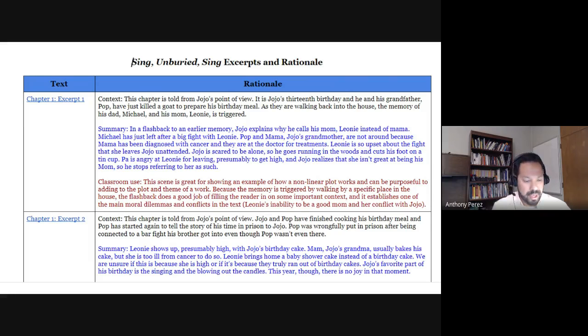There's a couple of subplots. There's a lot of nonlinear things happening, a lot of flashback. There's tons of moral dilemmas, really complex, rich characters, and there's also a lot going on with the settings and the symbolism. It's just a really rich text.